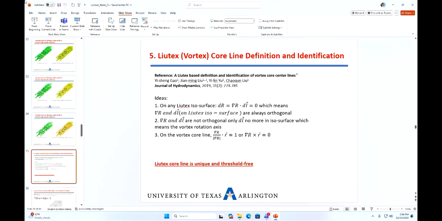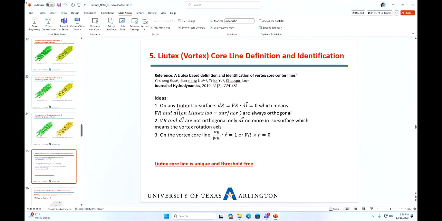How important is the core line method? No threshold. We don't need any threshold. It is unique. You can never change it. If you give one data, you get one picture. Other methods are different: one data, hundreds of pictures, depending on the threshold. This we call the core line method. That's why I emphasize this method.